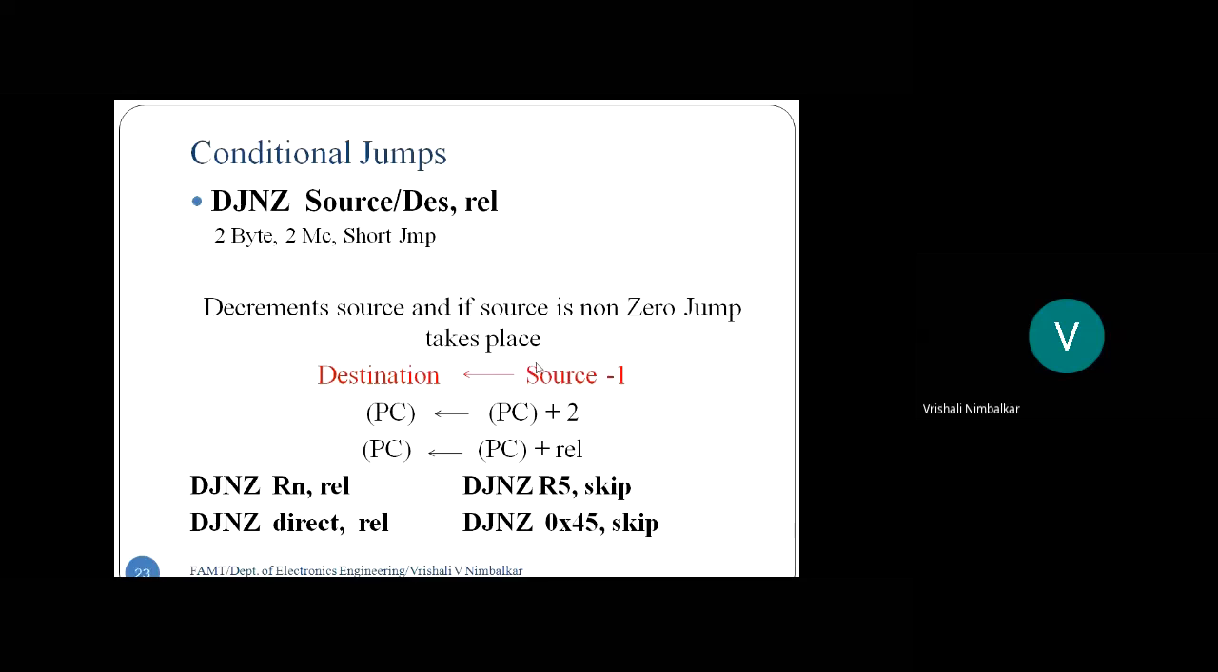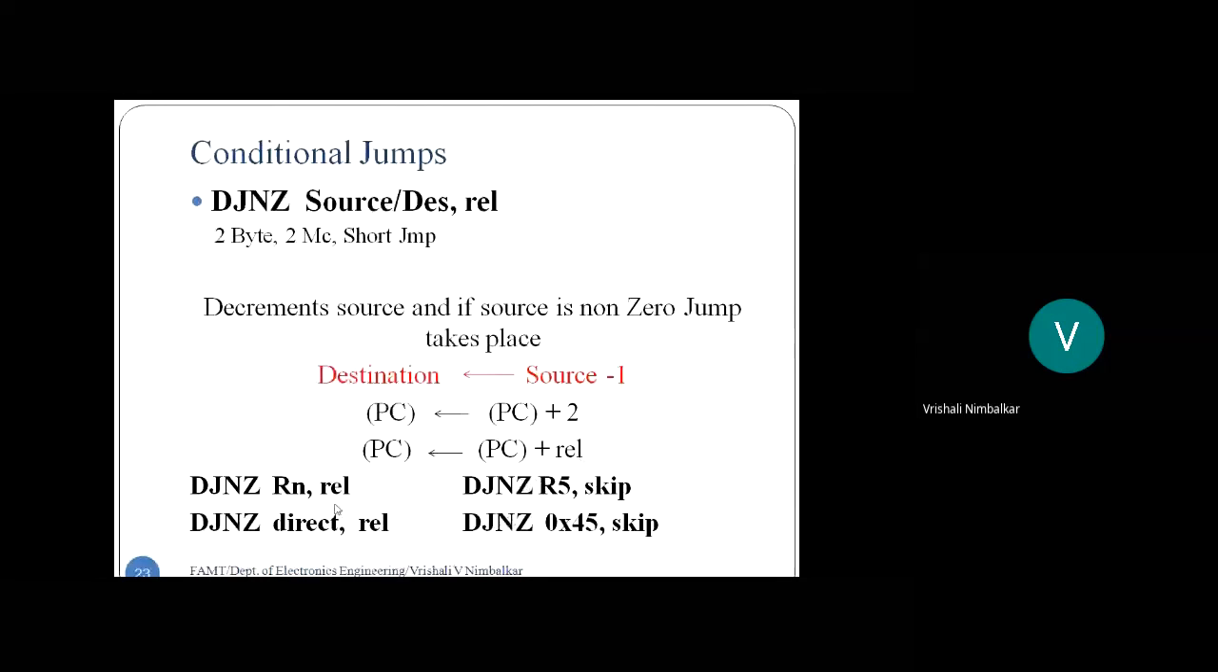So it is decrement by 1, source minus 1, and it is loaded back into the destination. It is a 2-byte instruction, 2 machine cycles, and it is a short jump. So how is the program counter getting modified? 2-byte instruction, therefore PC plus 2, plus where to jump, the relative number. Okay, so see a few examples.